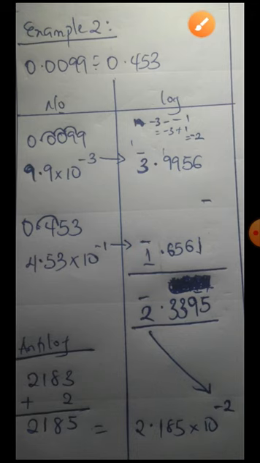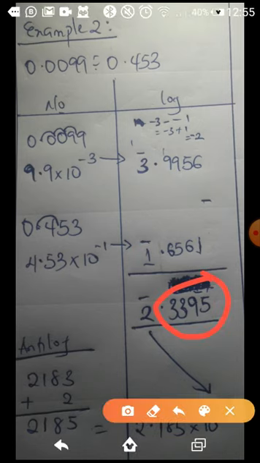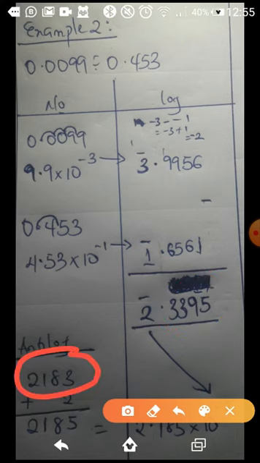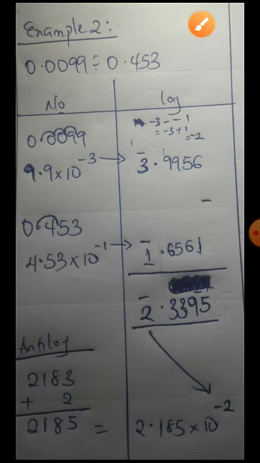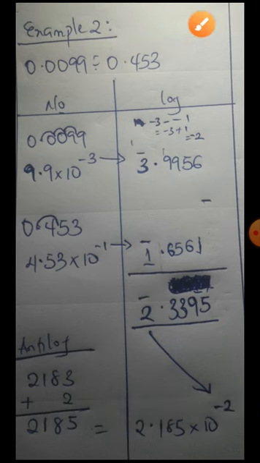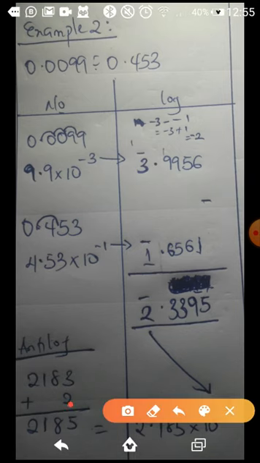In the anti-log section, we check only the numbers after the point. That is 0.33 under 9, which gave us 2183 from the anti-logarithm table. And the difference 5 gave us this 2. You always add the difference: 3 plus 2 is 5.